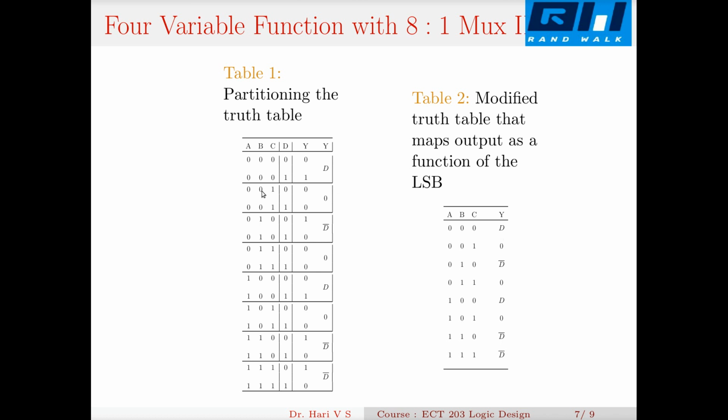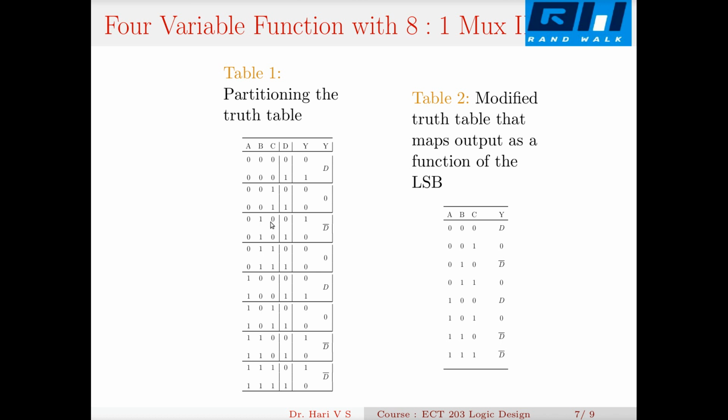Now let us look at the next couple of rows for which ABC is 0, 0, 1. Here ABC is 0, 0, 1, D is 0, 1 and Y is 0, 0. Irrespective of D, the value of Y for these two cases is 0. So I can safely say Y equals 0 for ABC equal to 0, 0, 1. I write here: for ABC equal to 0, 0, 1, Y equals 0.